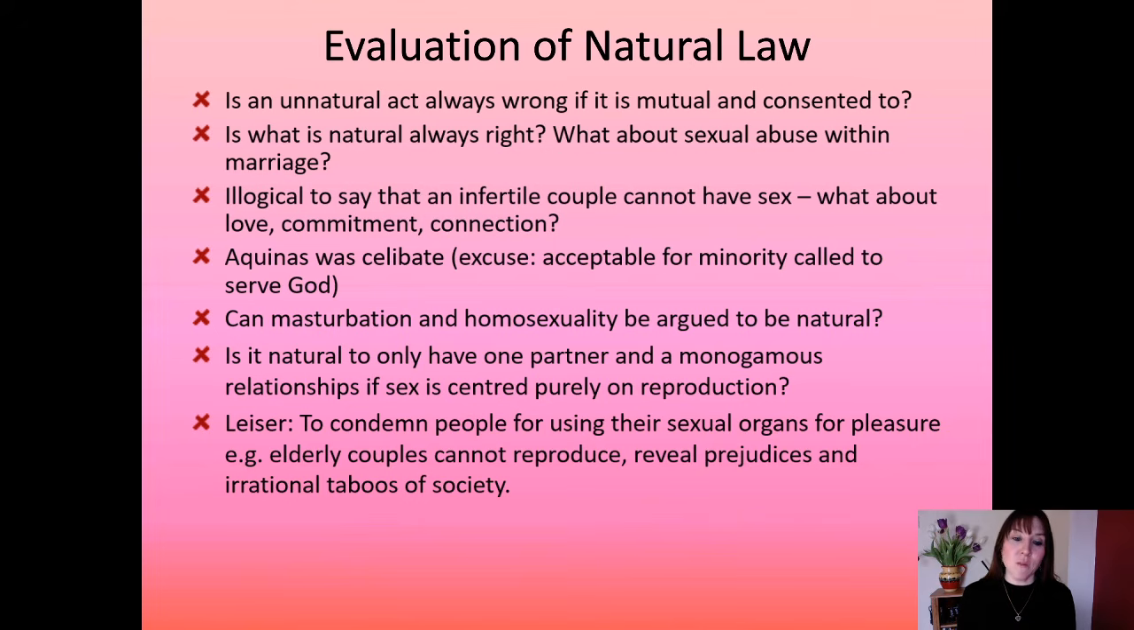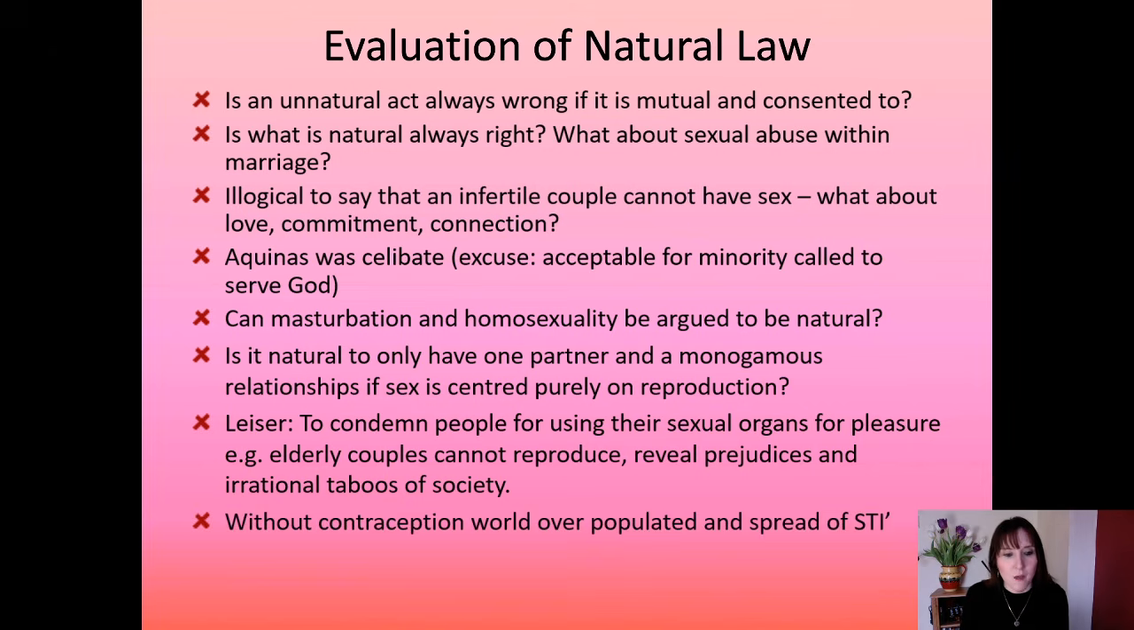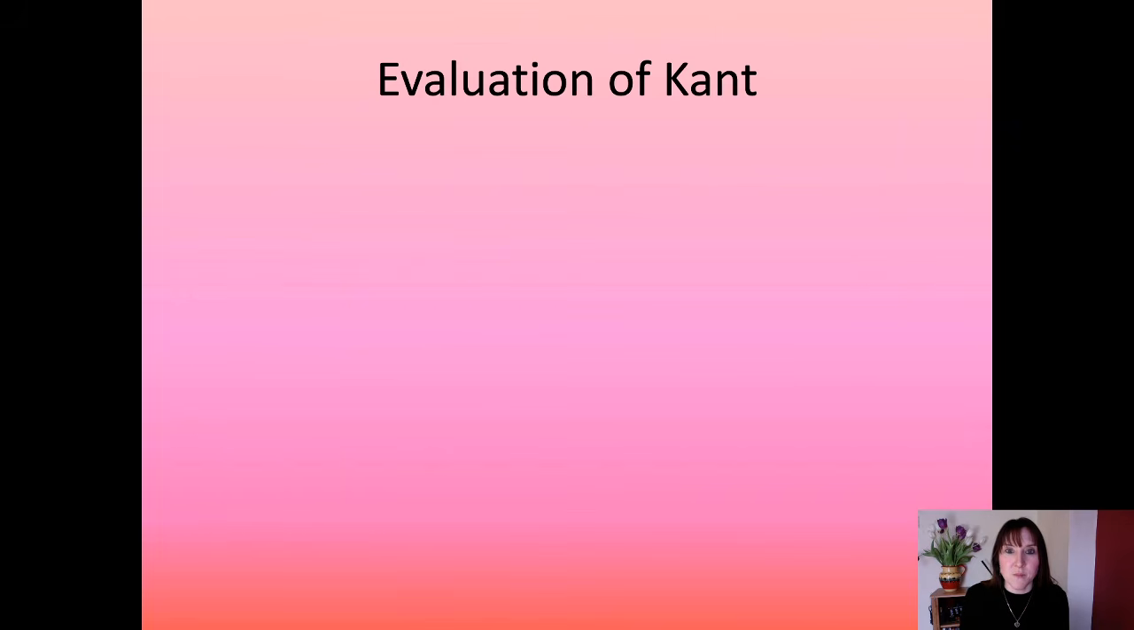Liza says to condemn people for using their sexual organs for pleasure, e.g. elderly couples who cannot reproduce, reveals prejudices and irrational taboos of society. Basically, if you can't have sex for pleasure, that means people past menopause, a woman past her 50s or 60s, cannot have sex for the rest of her life because she can't reproduce. What about pleasure? Without contraception, the world will be overpopulated, and there is the spread of STIs.